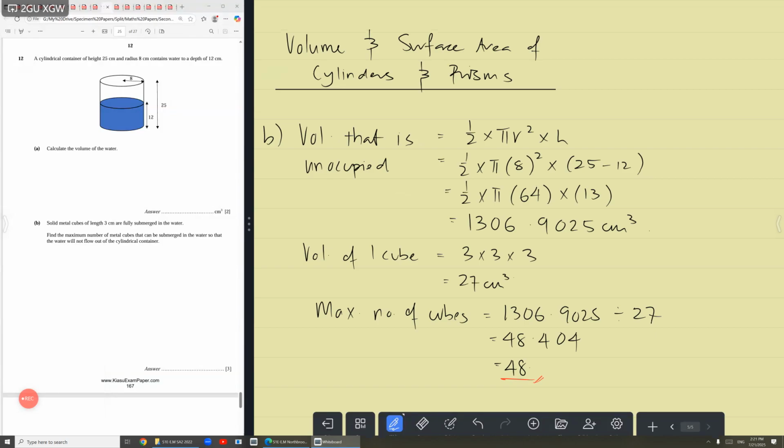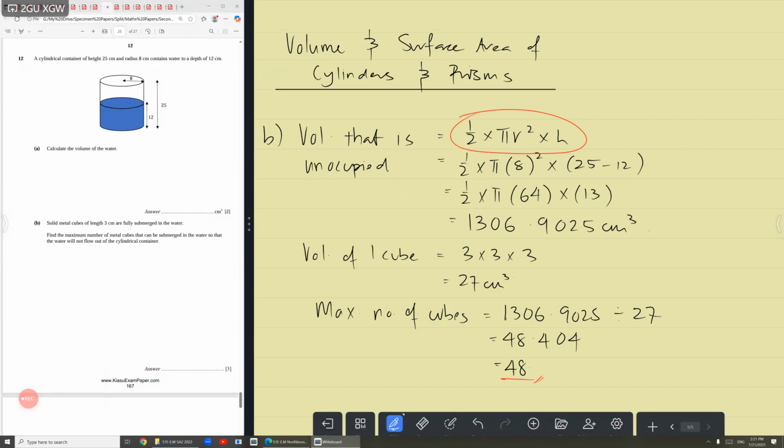So that's it. That is how we deal with this question involving cylinders. Okay, let me just recap this question. The volume of water is basically finding the volume of cylinder because it follows the shape of the cylinder, and volume of cylinder is given by pi r squared times height. We don't take the height of the cylinder, but instead we take the height of the water level, which is only 12 cm.